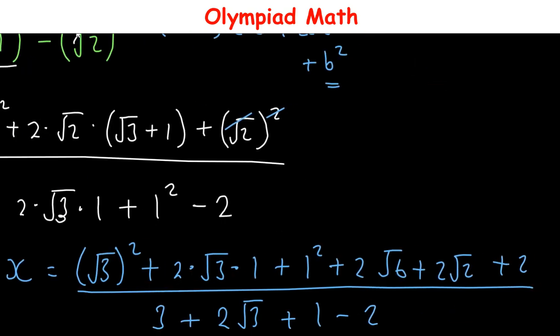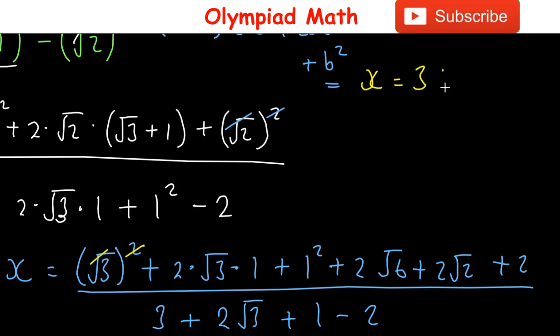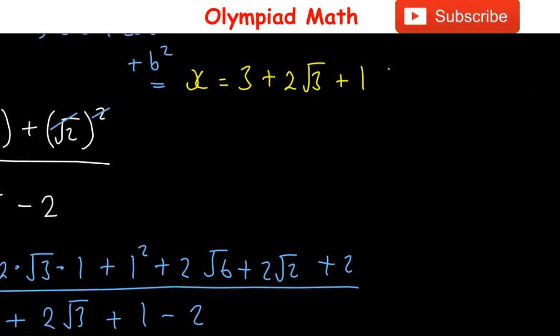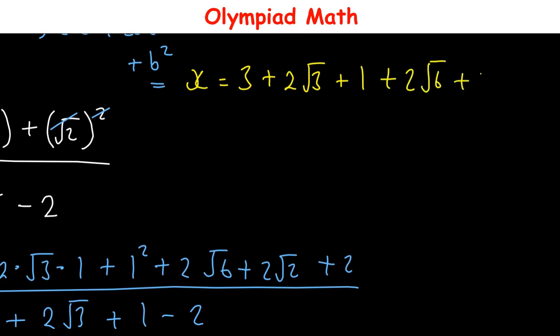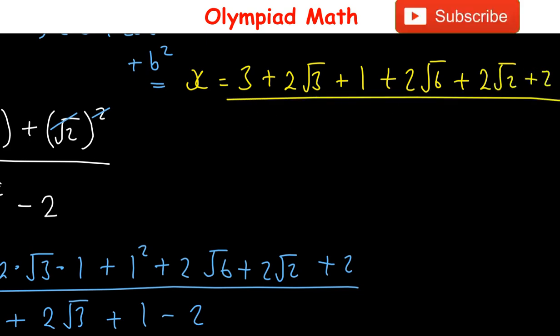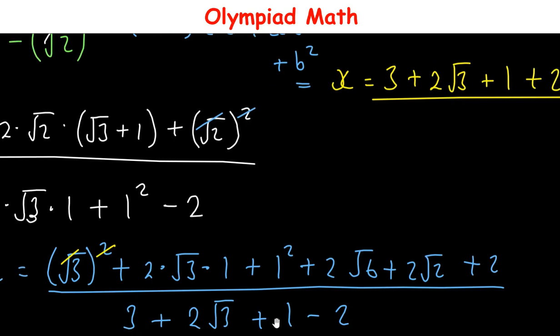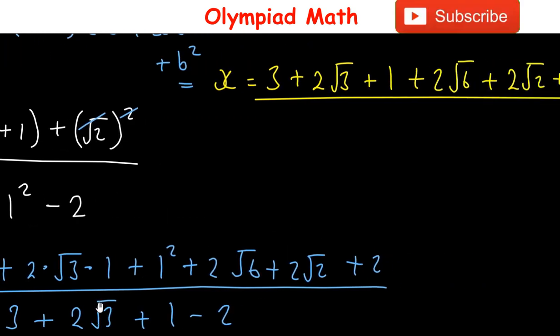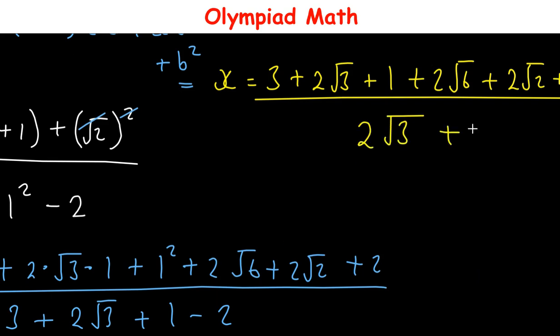Next, we have the value of x, that x is equal to square root. We cancel square root, we have 3 plus 2 times square root of 3 times 1 is 2 times square root of 3 plus 1 squared is 1, then plus right here plus 2 times square root of 6 plus 2 times square root of 2 plus 2, and this is then divided by, so we have, okay, 3 plus 1 is 4, 4 minus 2 is 2, so we have 2 times square root of 3, then plus 2.